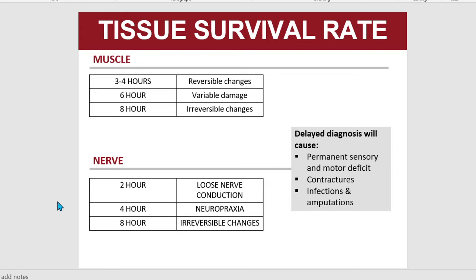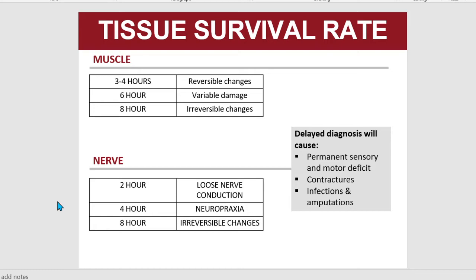Tissue survival rate. So, unsa may tissue survival rate? So usually kung unsa gyud kadugoy na iha madamage sa muscles or ang tissues. So let's take for example for 3 to 4 hours nga na-compress siya, ang cell viability ana is maayo pa kay reversible pa ang changes. 6 hours, nanay damage ang tissues. 8 hours, more than 8 hours nga na-compress siya, irreversible na. So mao nga medical emergencies gyud ang compartment syndrome.